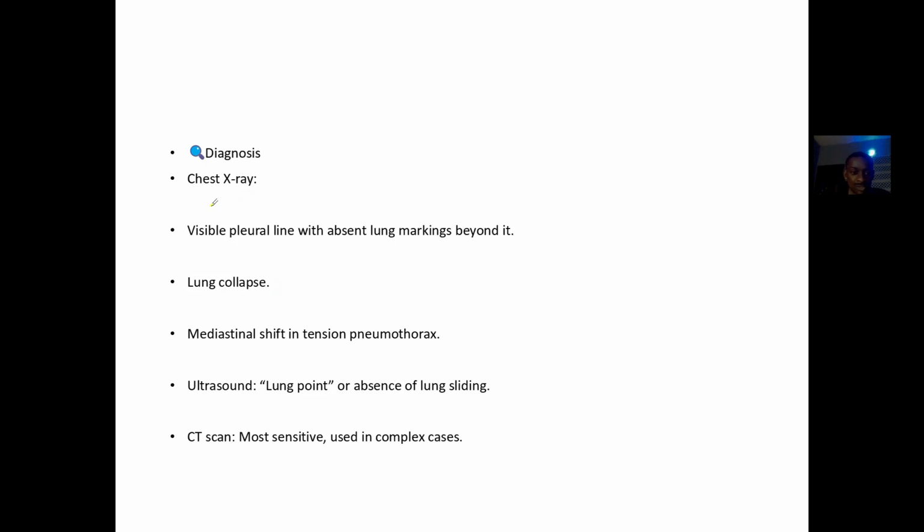So diagnosis, you do chest x-rays, you see visible pleural lines with absent lung markings beyond it. You see lung collapse, you see mediastinal shift in tension pneumothorax. Okay, on ultrasound you see the lung point or the absence of lung sliding. Now, CT scan is more sensitive, it's used in complex cases.